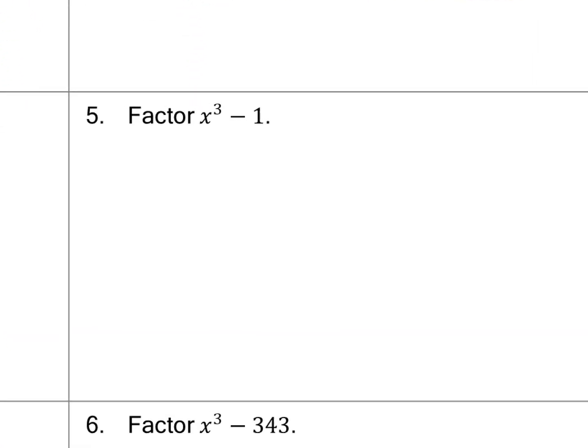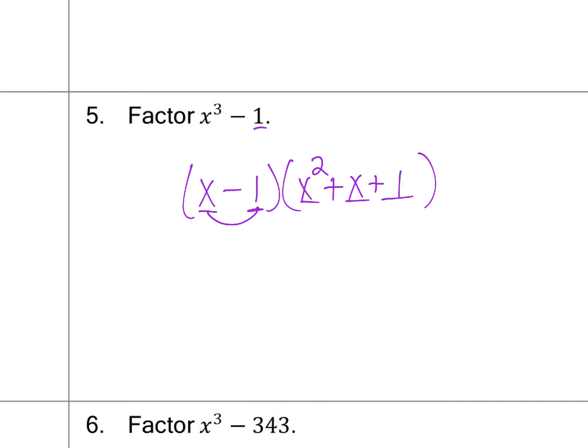Okay, next one, we have x cubed. 1 is a perfect cube because 1 times 1 times 1 is 1. So that would be x. Use the same sign, minus 1. Trinomial. So we square this, we get x squared. We multiply, we get plus x because it has to be the opposite sign. And then negative 1 times a negative 1 is a positive 1.